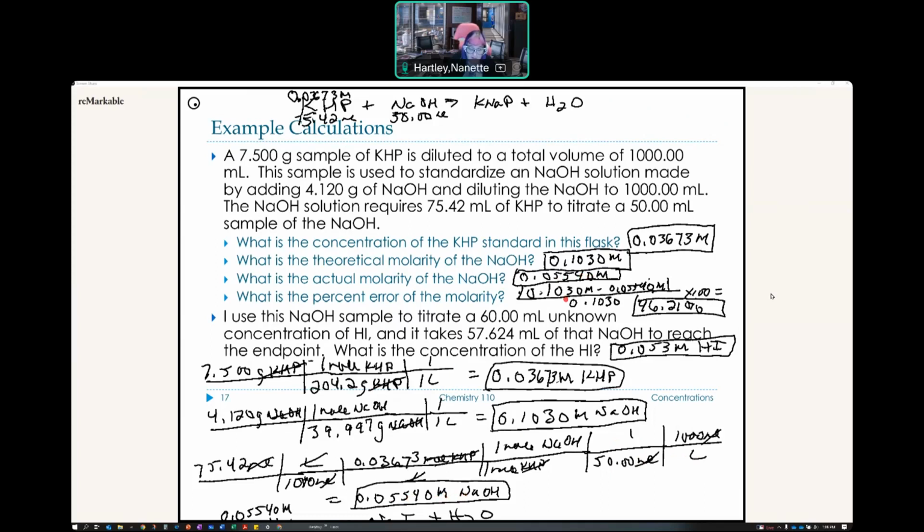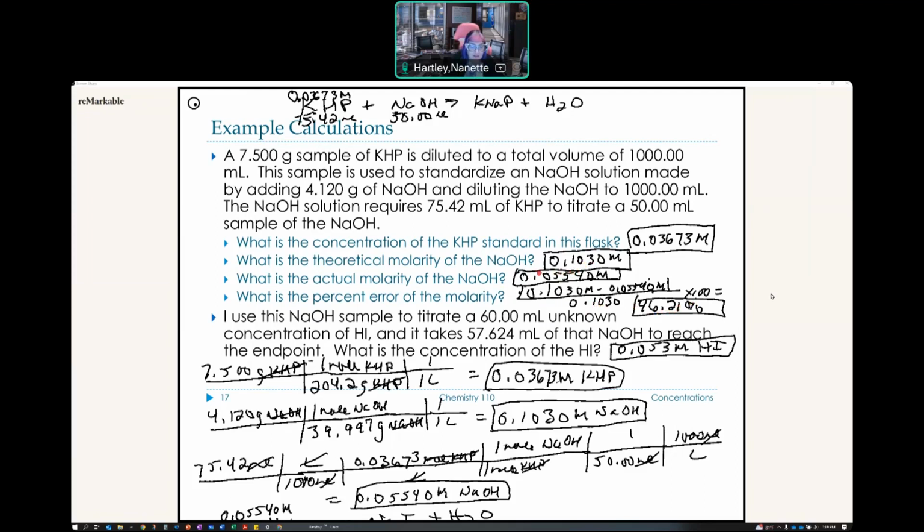My percent error is then this number right here, 0.1030 molar, minus this number right here, the 0.05540 molar, and it's the absolute value of the difference of that, divided by the theoretical value, the 0.1030, and I multiply by 100. That gives me 46.21% error, since this one is roughly about twice as concentrated, so it's 46%.